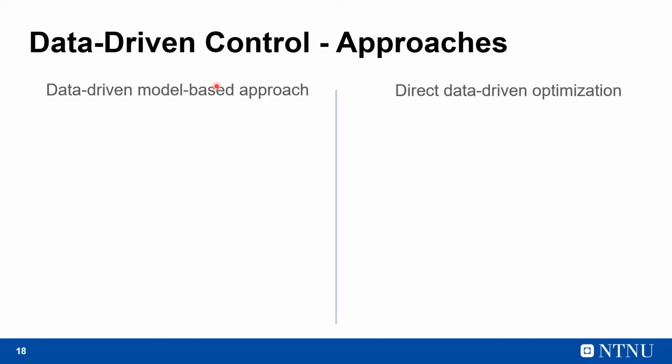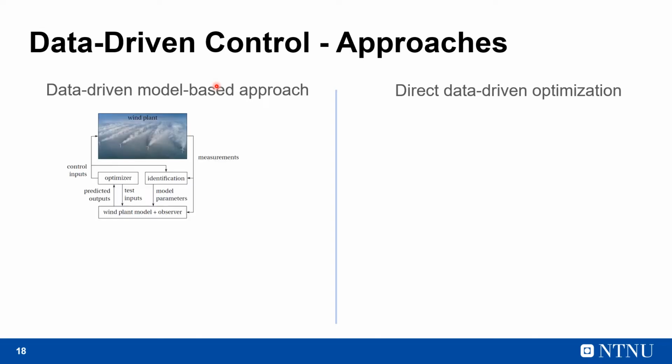When it comes to the data-driven control of wind plants, there are two approaches that are commonly used. One is the data-driven model-based approach, and the other is the direct data-driven optimization approach.